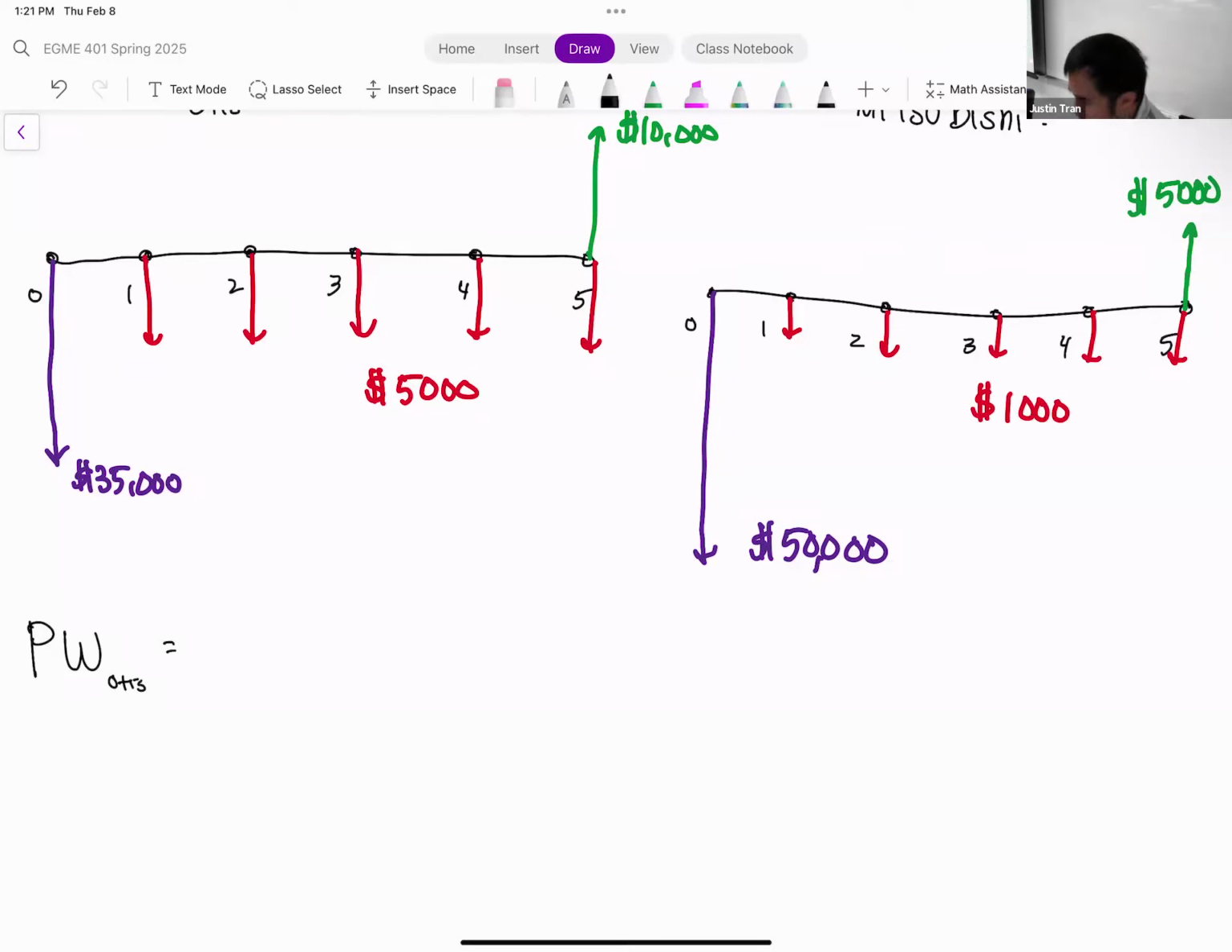And so let's list out all the cash flows here, and then let's add the appropriate conversion factor as needed. Okay, so we'll start with the initial cost. So the initial cost, the 35,000, is already in present form, so we don't need to convert it. But we do need to make sure we make it negative because it is a cost.